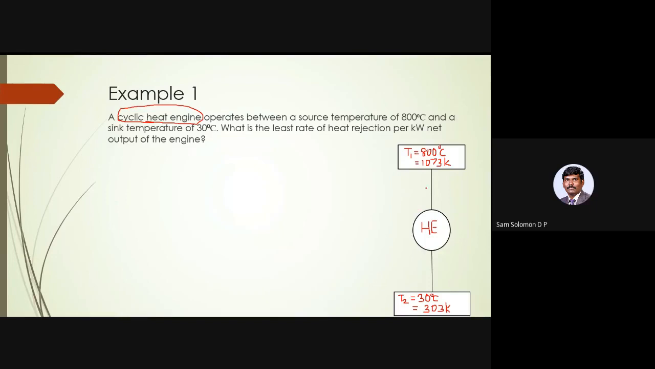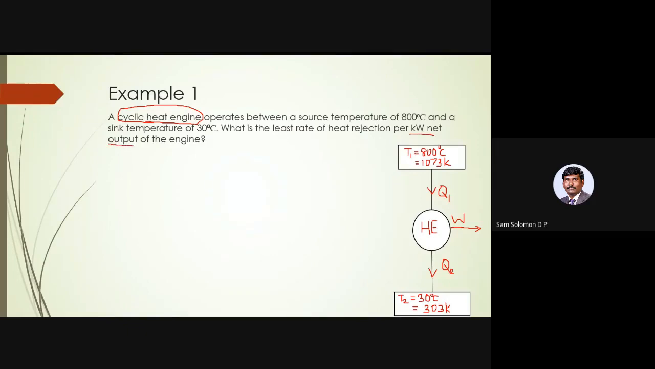And for a heat engine, we know that heat is supplied to the heat engine. So this is supposed to be your Q1, and heat is rejected to the sink. So this is supposed to be your Q2, and work is done by the heat engine. So there should be a work output. Part of the heat supplied is converted to work, and part of the heat is rejected to the sink.